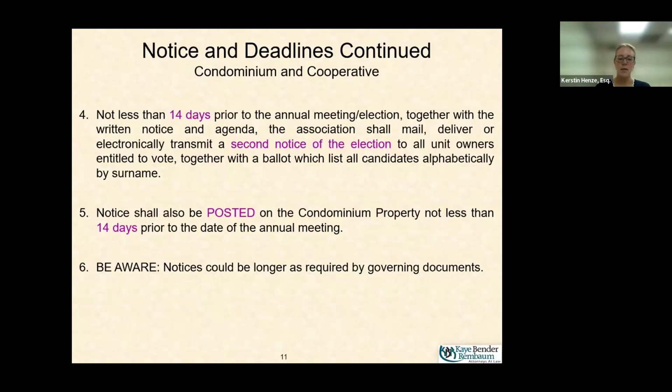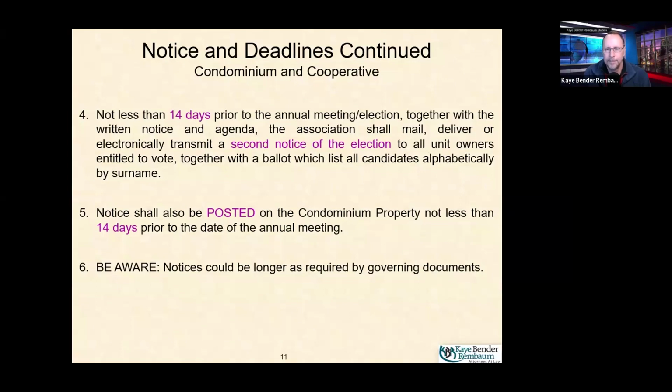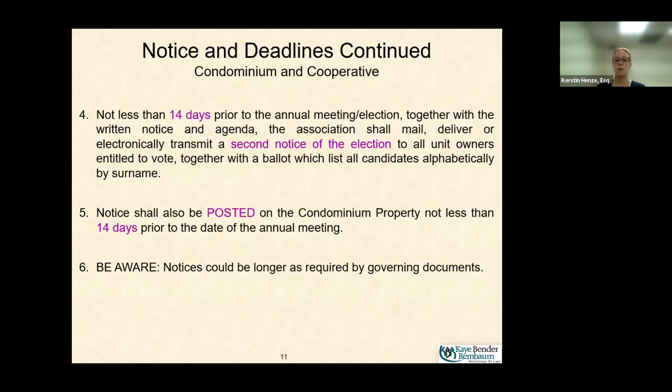Okay, so then the second notice, in addition to being mailed, also has to be posted on condominium property at least 14 days prior to the annual meeting. And your second notice is going to also contain your agenda, which typically is just the election, unless there's other business that the association wants to conduct at the annual meeting.